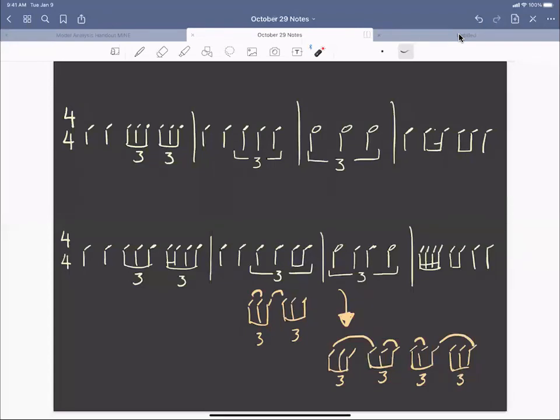Ta, ta, ta, ta, ta, ta, ta, ta, ta, ta, ta, ta, ta, ta, ta, ta, ta, ta, ta, ta, ta, ta, ta.